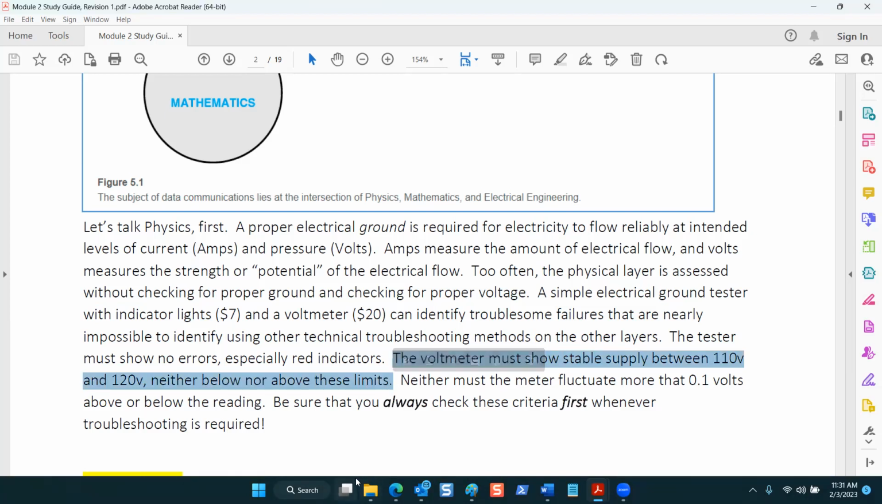Yes, Dr. Kenta, sorry, I have a question. So with the electrical ground tester, I know that with a multimeter, you get the functionality of a voltmeter on top of other things like checking for continuity. So would the multimeter include the simple electrical ground tester as well, or would that be separate?